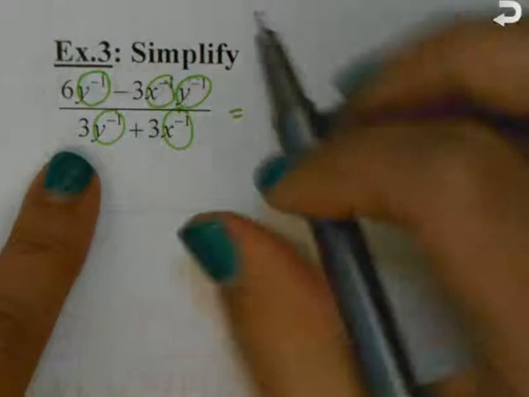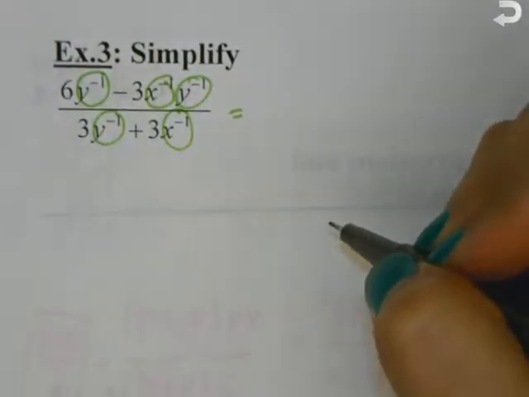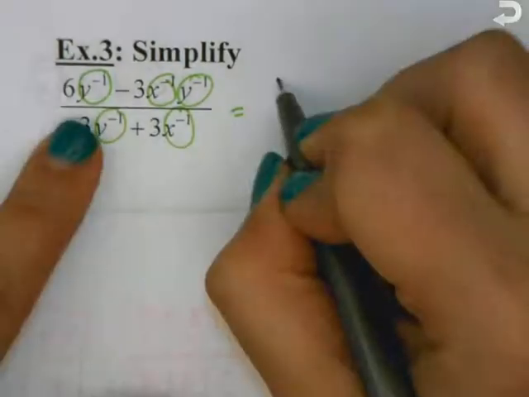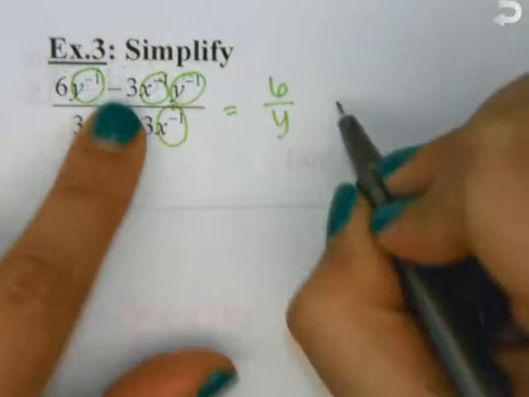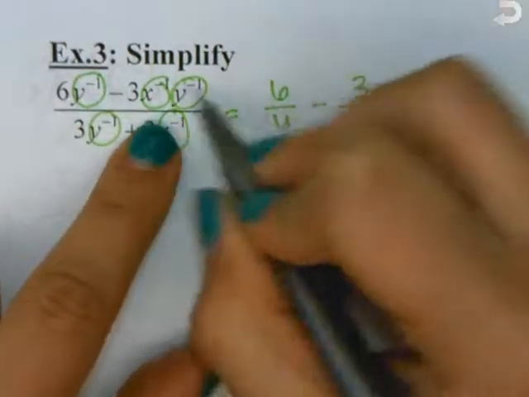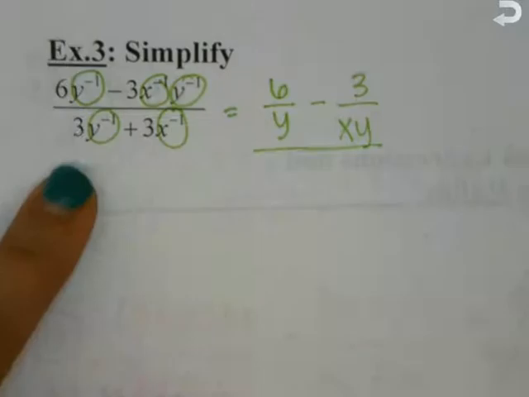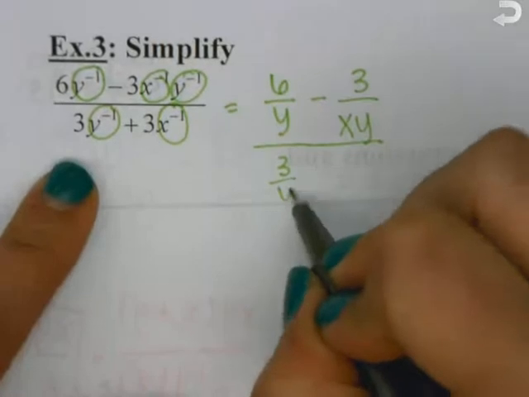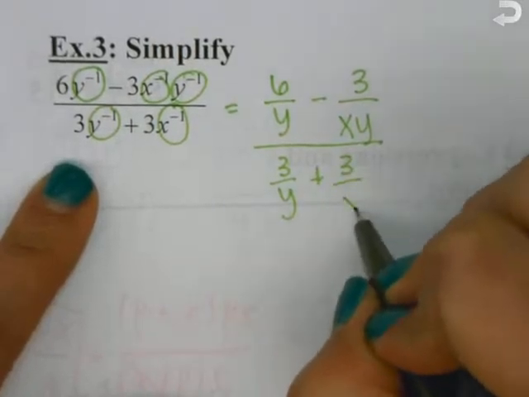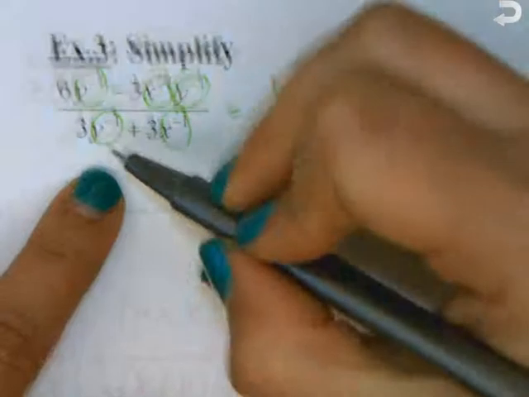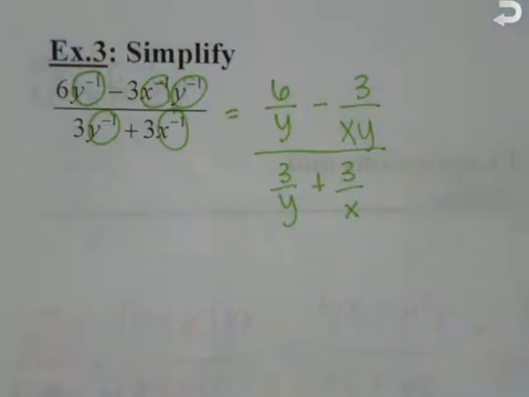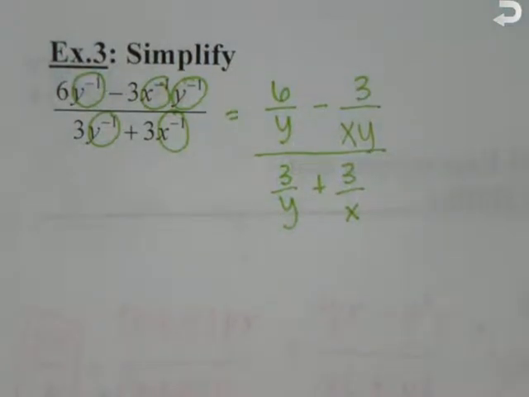So when you took care of those negative exponents on your own, you should have gotten 6 over y minus 3 over x and y both go down, so xy, all over 3 over y plus 3 over x. So the negative exponents were only attached to the variable, so those numbers stay in their numerators, okay? What would my lowest common denominator be? xy. So let's multiply everything by xy because we need to get rid of all those fractions.